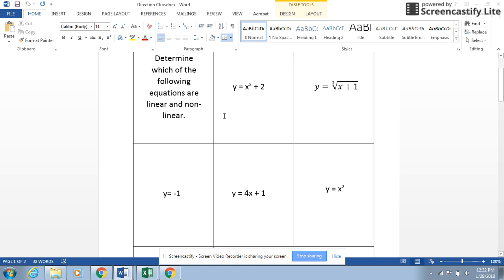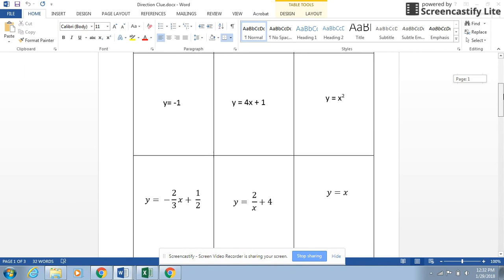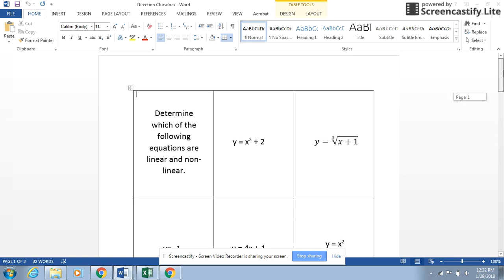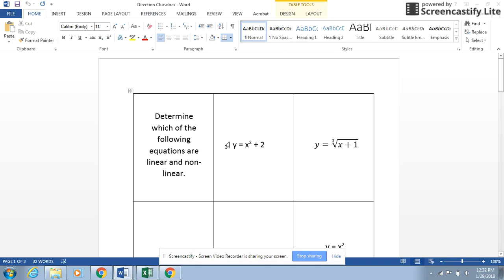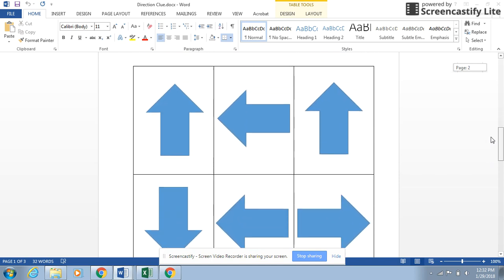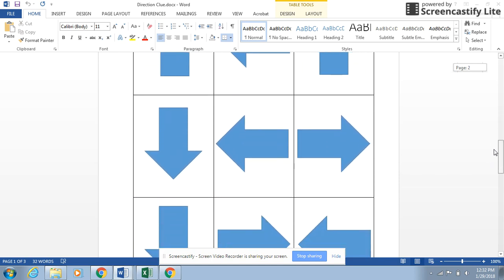So they just need to figure out that this x squared plus 2 is not linear, so they'd x that out. They'd x out this cube root function. They'd x out this quadratic again, and they'd x out this function here down at the bottom, being that x is in the denominator and is no longer linear. So that gets them the direction. If you were, I'm sorry, I could scroll to the bottom. You can look at the back of these and it'll give you the directional clues as well.